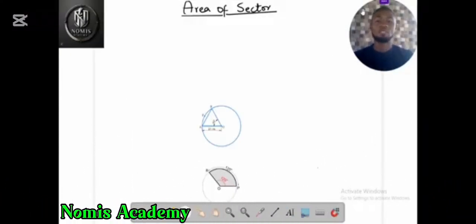This time we'll be dealing with area of sector. Remember from the previous video, what is a sector? A sector is a part of a circle bounded by two radii and an arc. So when two radii bound a part of a circle with an arc, it actually subtends an angle. That angle is important to calculate area of a sector.